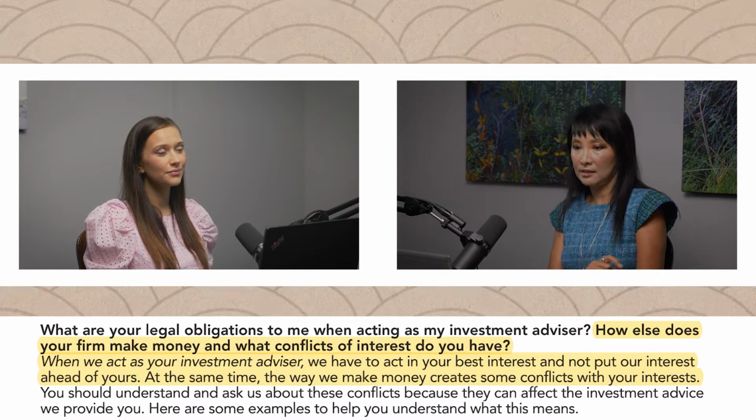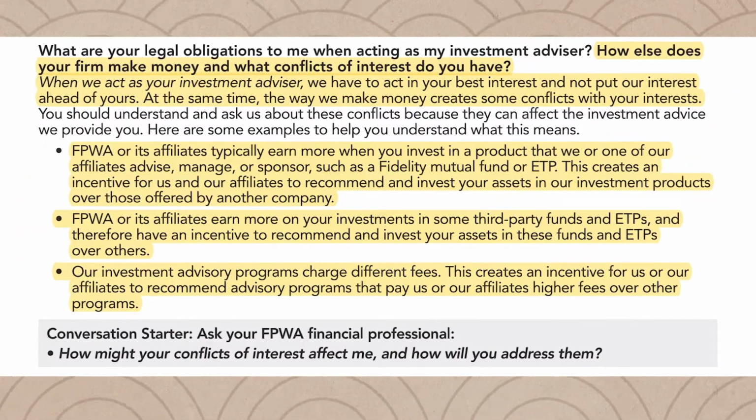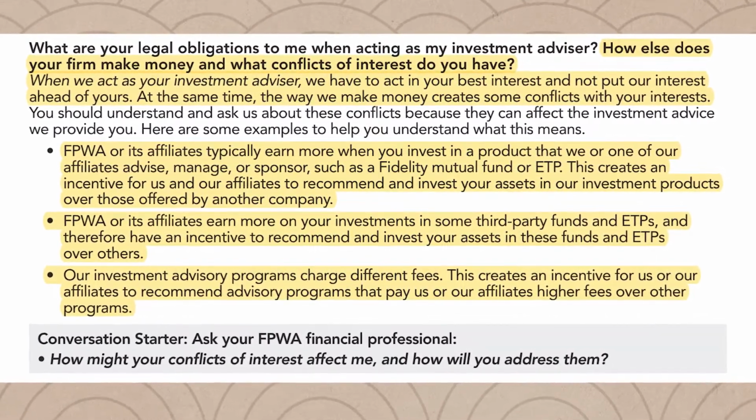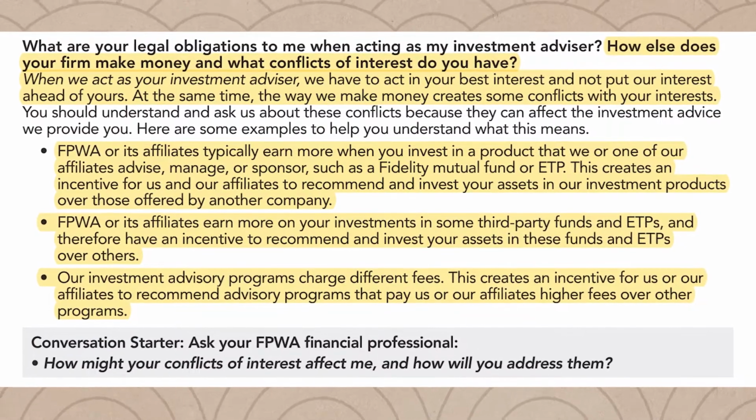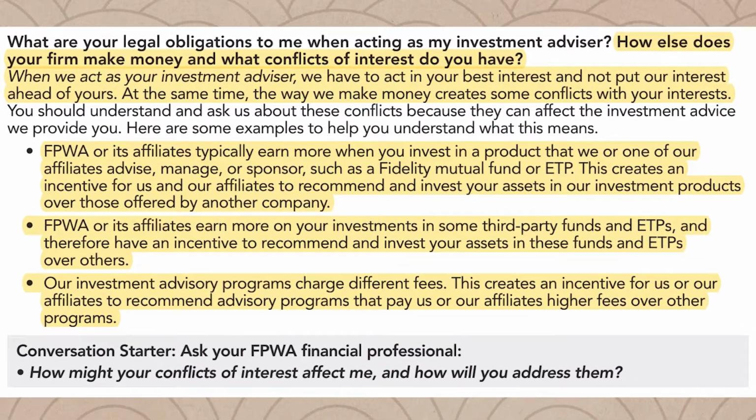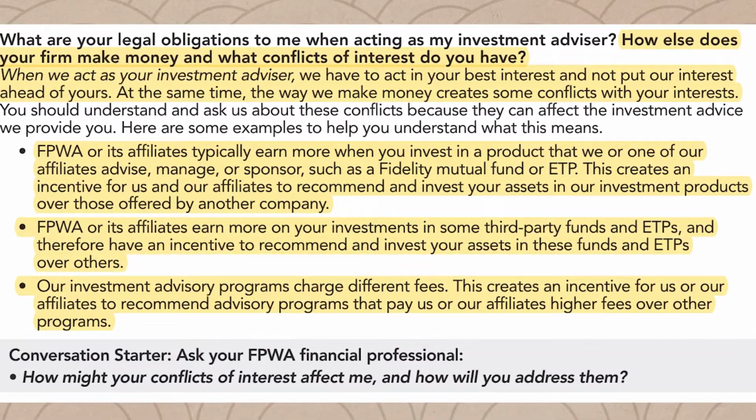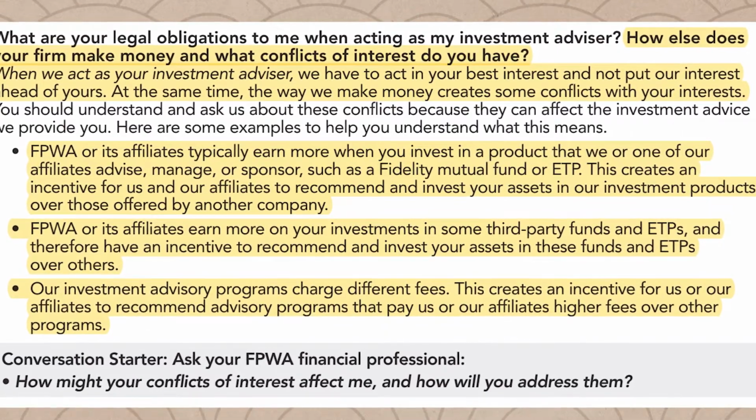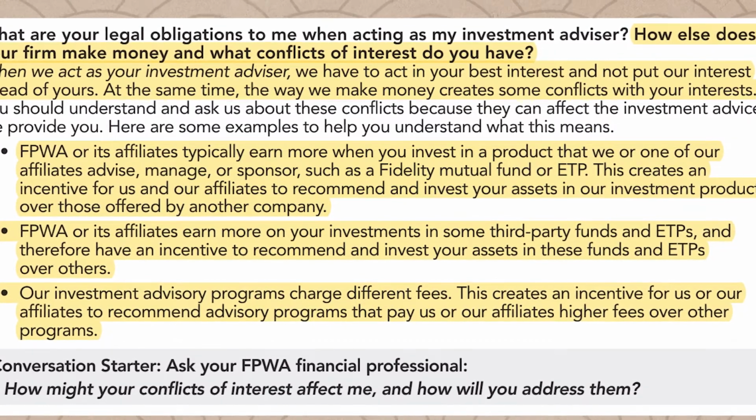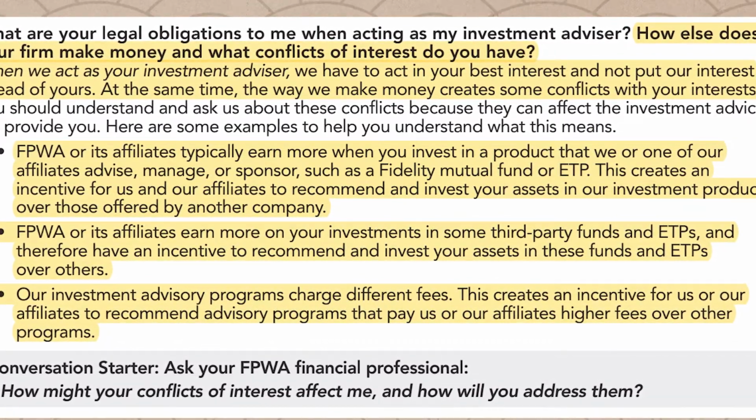So one, it says, FPWA or its affiliates typically earn more when you invest in a product that we or one of our affiliates advise, manage, or sponsor, such as a Fidelity mutual fund or ETP. This creates an incentive for us and our affiliates to recommend and invest your assets in our investment products over those offered by another company. So basically, it's a conflict of interest created by proprietary products.